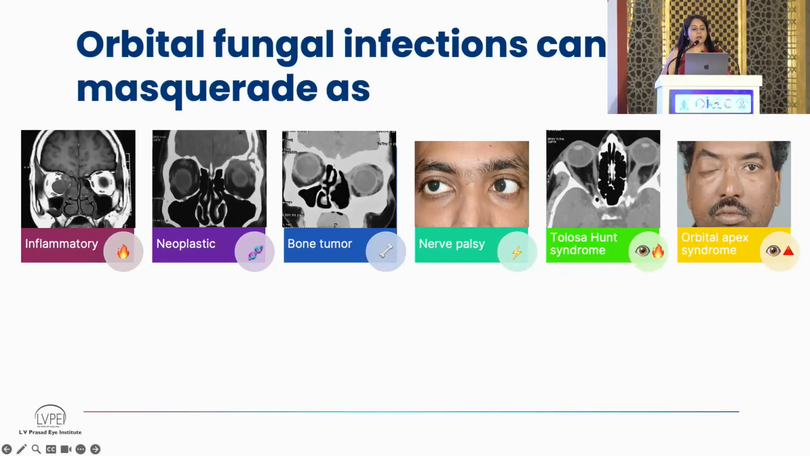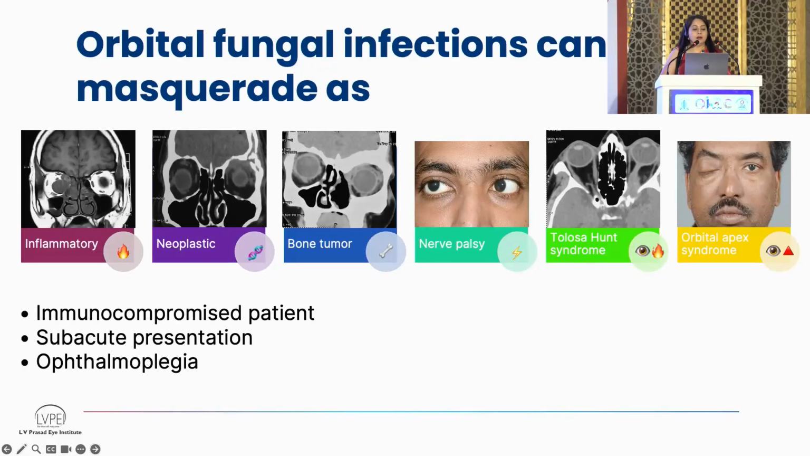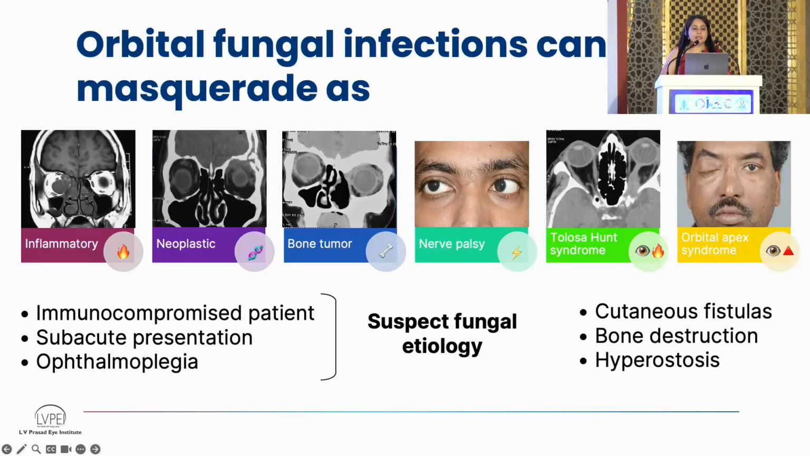Briefly, we look at fungal infections, and these can masquerade big time. You can have a fungal infection look like an NSOID or like a tumor or sometimes like Tolosa Hunt. There are certain telltale signs. If you see bone destruction or sometimes osteomyelitis, which appears as thickening of bone, or cutaneous fistulas and necrosis in a patient who is, say, a diabetic or immunocompromised, then it points more towards a fungal infection.